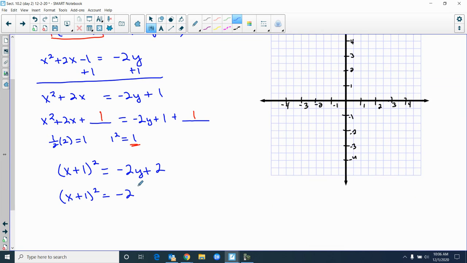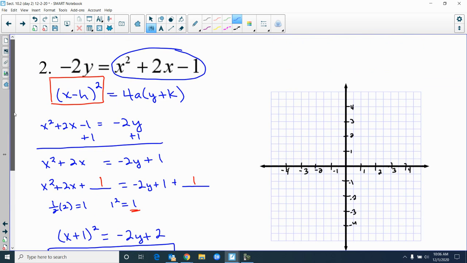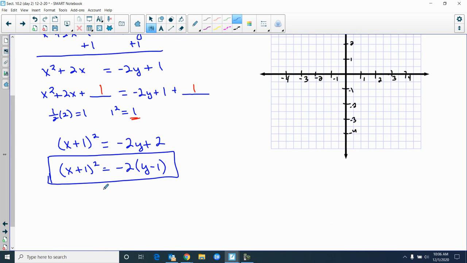So it's going to be negative 2. Basically, you divide both parts by negative 2, and you get y minus 1. You got to understand, if you distribute the negative 2 back, you're going to get the original. All right, this right here, that is our equation. That is the standard form of the equation for conic sections. From here, we can get our information.